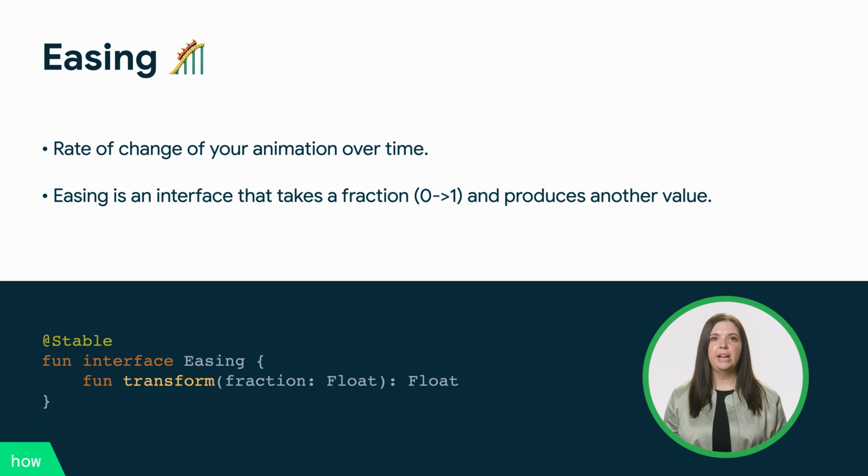Easing describes the rate of change of your animation over time. Easing is an interface that takes a fraction and produces another value. These easing functions are then used by tween to determine where a value should be in its execution. By default, tween spec transforms your values using fast out, slow in easing.